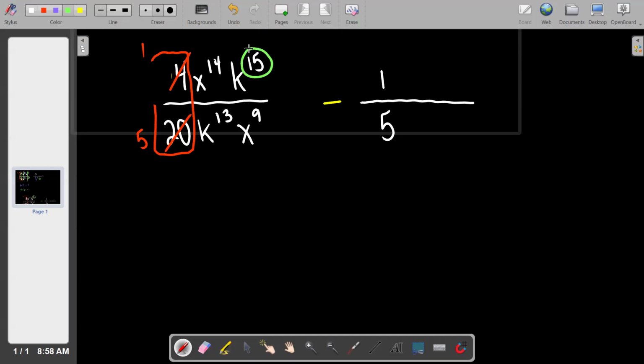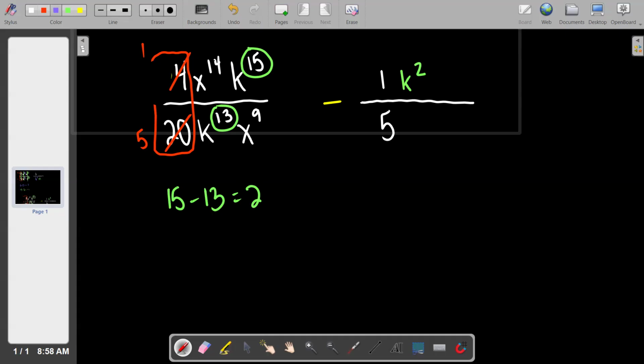But we should all know that K comes before X in the alphabet. So I'm going to do 15, since there's 15 Ks on top and 13 Ks on bottom. You and I both know that 15 minus 13 is positive 2. So I'm going to put K to the power of 2 on top. You with me?